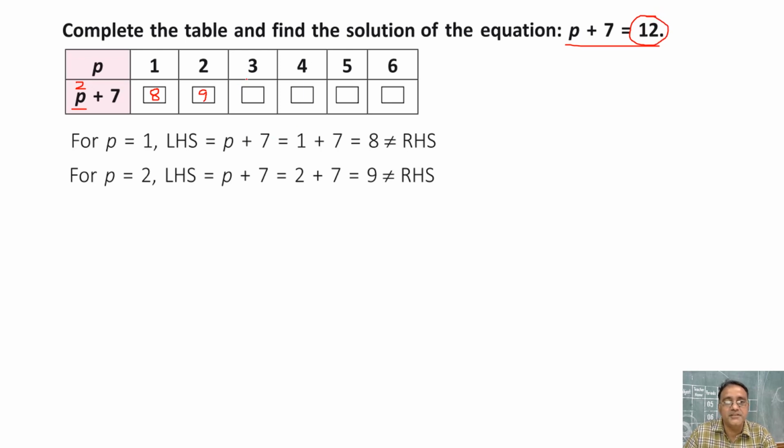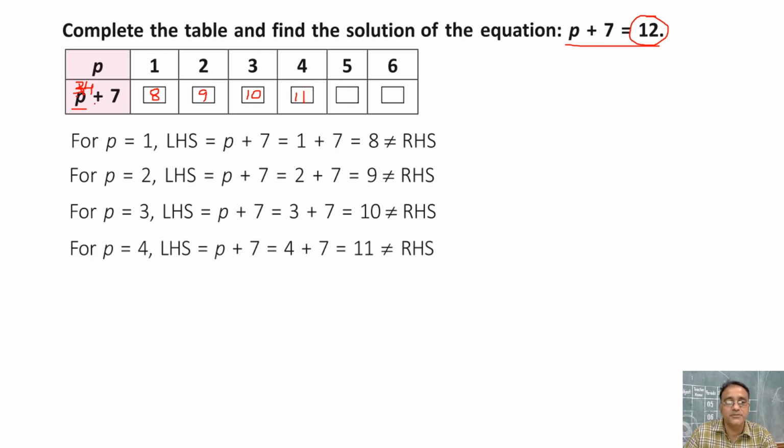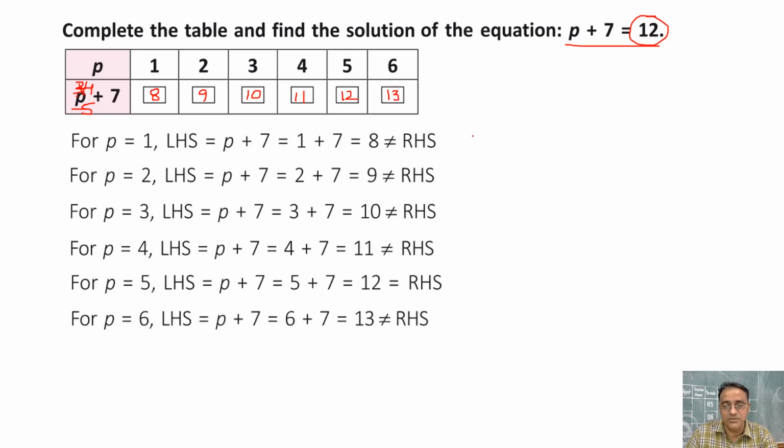If you substitute p is equal to 3, 10. Very good. We are getting 10, but not equal to RHS. If we substitute 4, 11. Again it is not equal to RHS. If we substitute 5, 5 plus 7, we are getting 12. So that is equal to RHS. And if we substitute 6, 6 plus 7, we are getting 13. Again it is not equal to RHS.